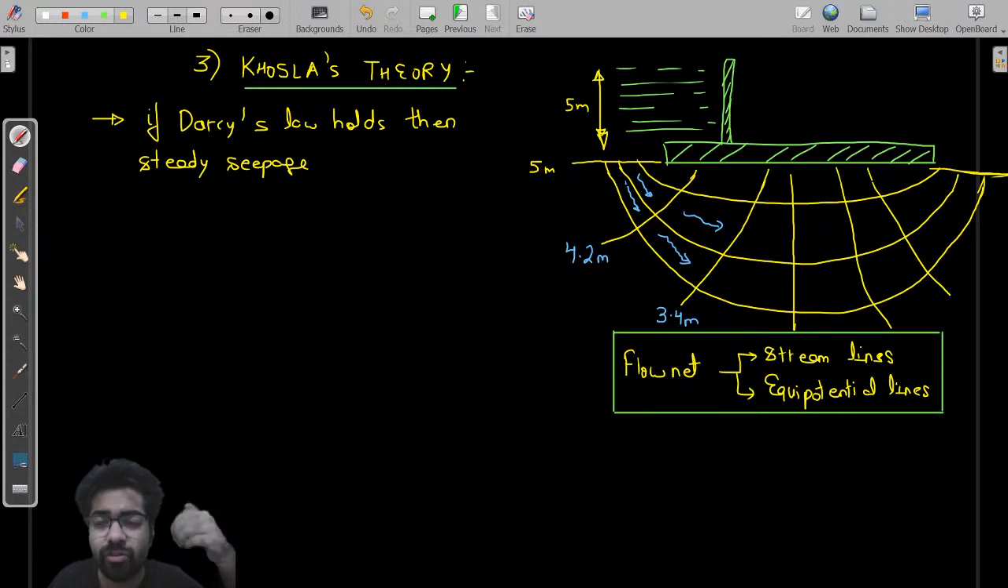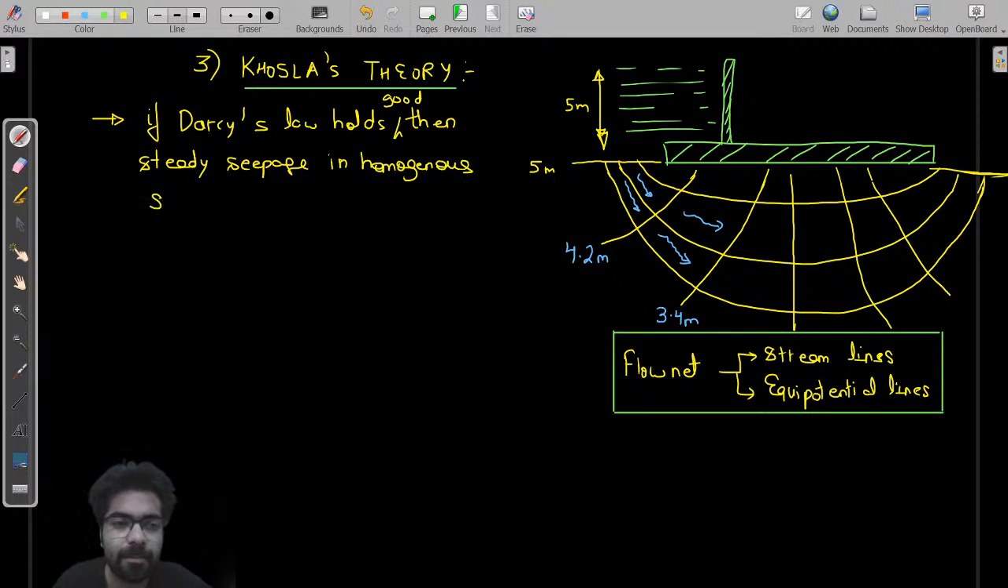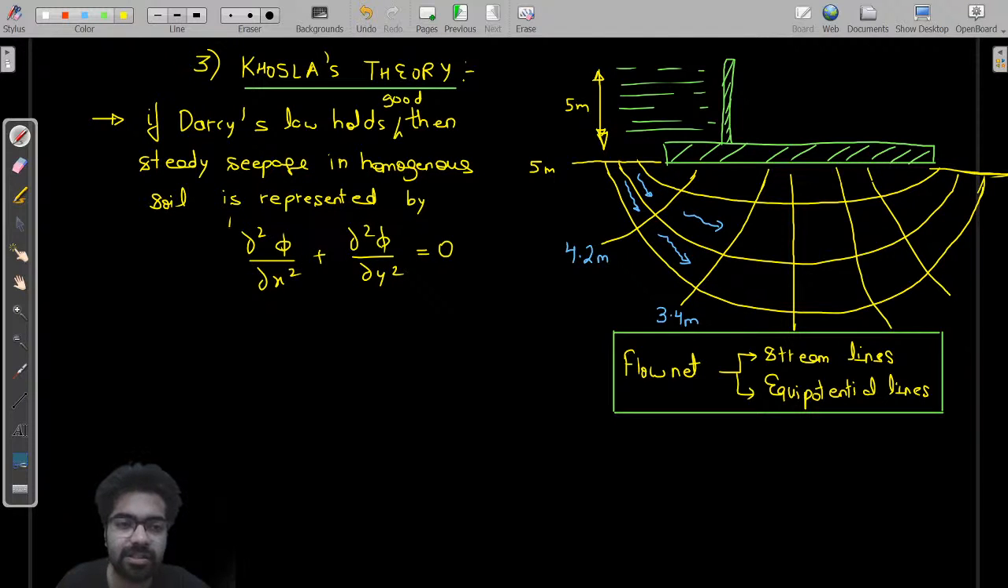We are referring to that as steady, something which is not changing with respect to time. Your potential, your flow, everything. Then if Darcy law holds good, then steady seepage in homogeneous isotropic soil is represented by Laplace equation, which is given as del 2 phi upon del x square plus del 2 phi upon del y square. I hope you all have read this, this is nothing but your Laplace equation.